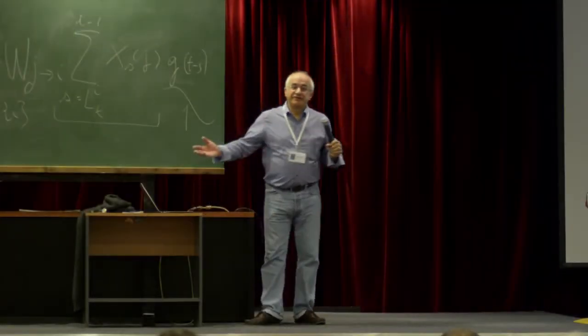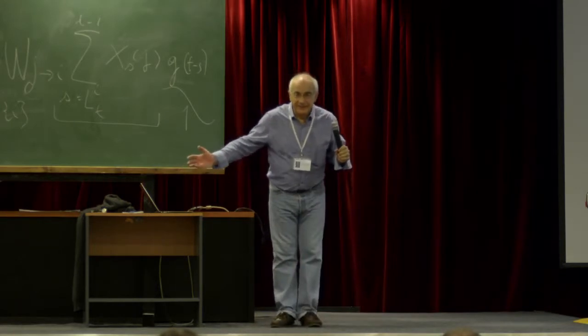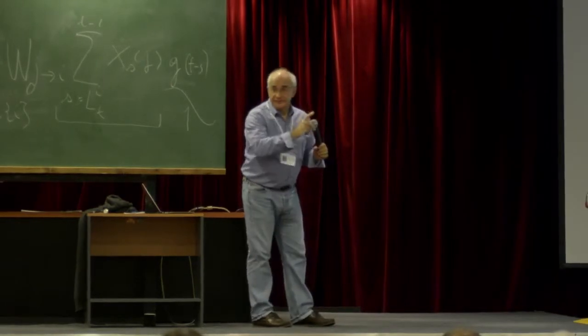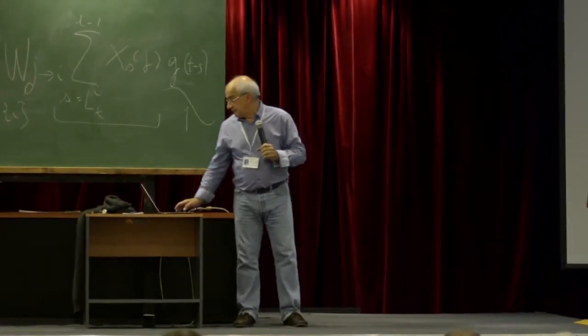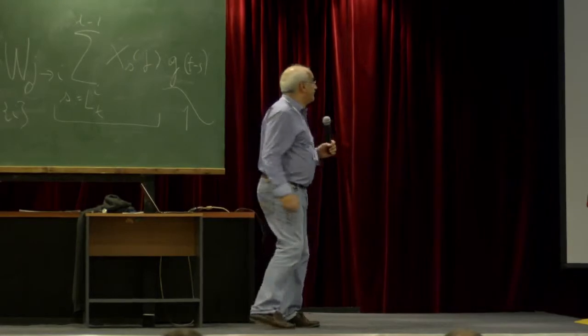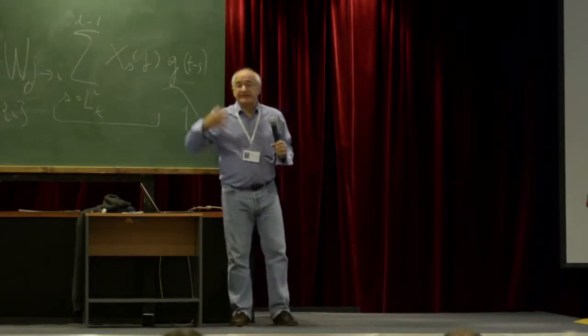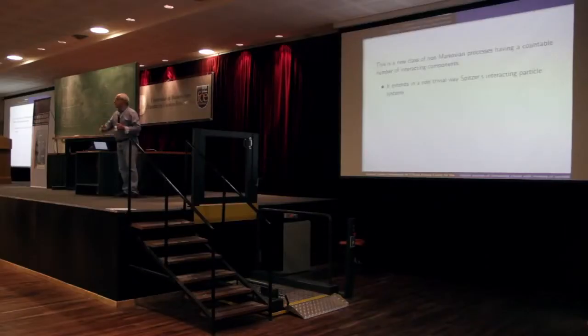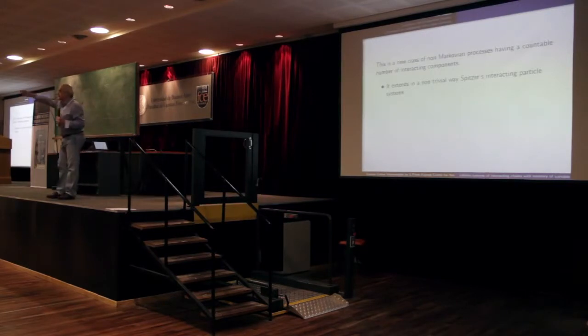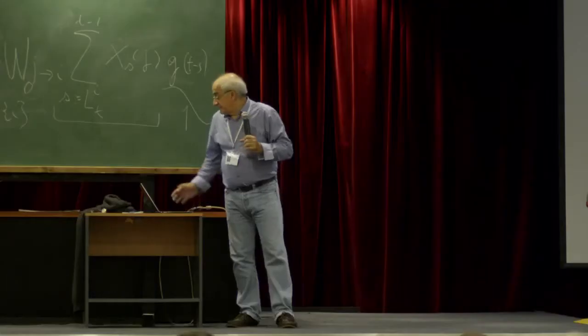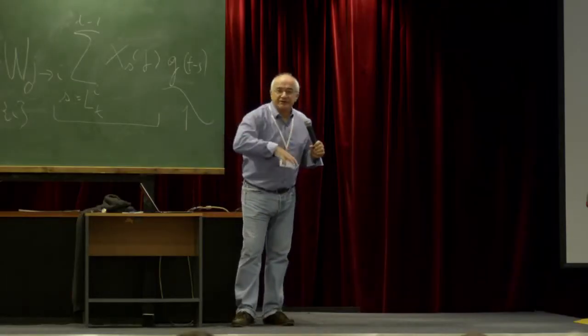Okay, now let's make some advertising. So this is a new class of models. This is not Markovian. And they have a countable number of interacting components. So it extends in a non-trivial way the class of wonderful models that Spitzer introduced 40 years ago, more or less. 41 years ago, I guess. Because Spitzer's models are all Markovian.